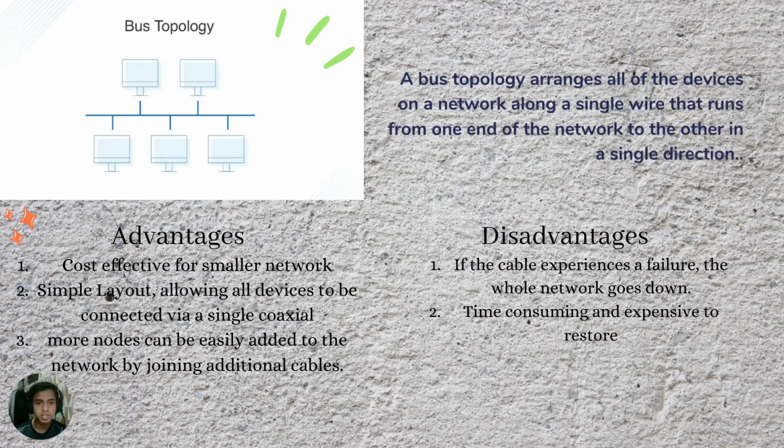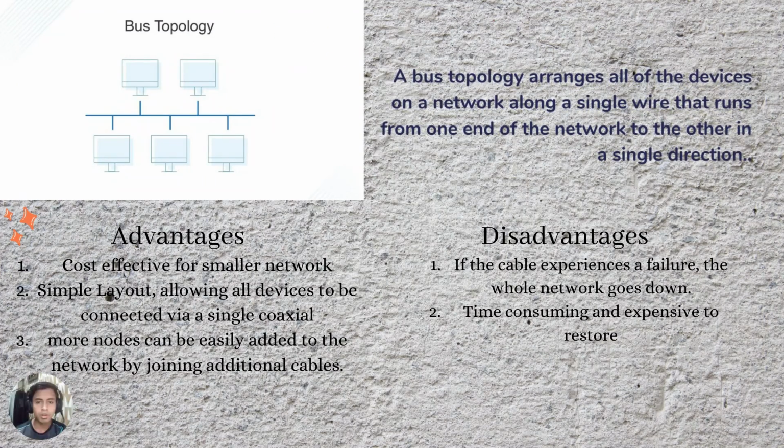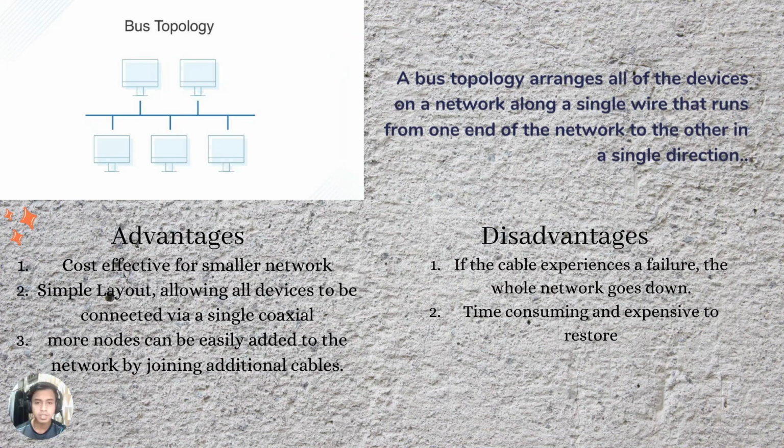So next is bus topology. A bus topology arranges all of the devices on a network along a single wire that runs from one end of the network to the other in a single direction. The advantages of bus topology are: it is cost-effective for smaller networks, it has a simple layout allowing all devices to be connected via a single coaxial cable, and more nodes can be easily added to the network by joining additional cables. The disadvantage for bus topology is that if the cable experiences a failure, the whole network goes down, and the second, it is time-consuming and expensive to restore.